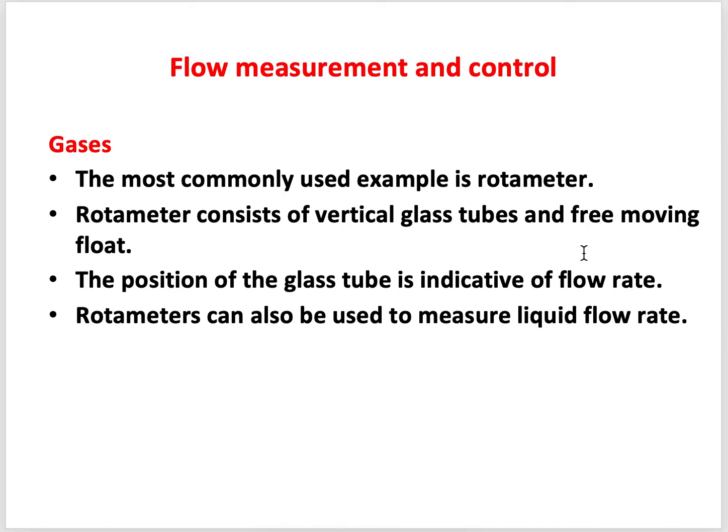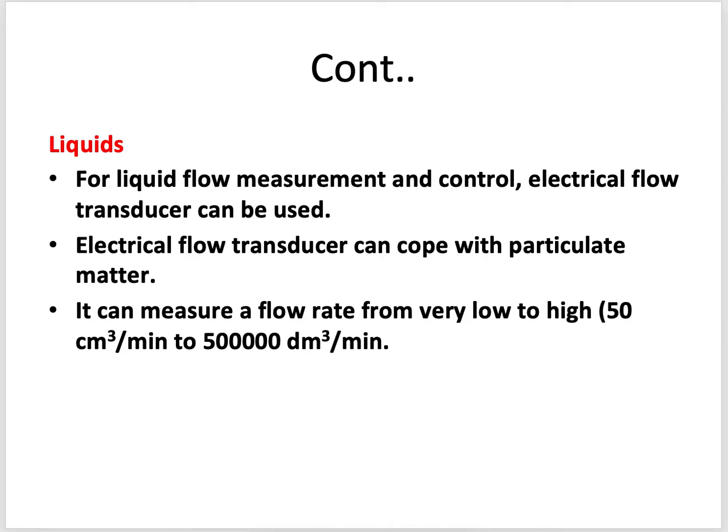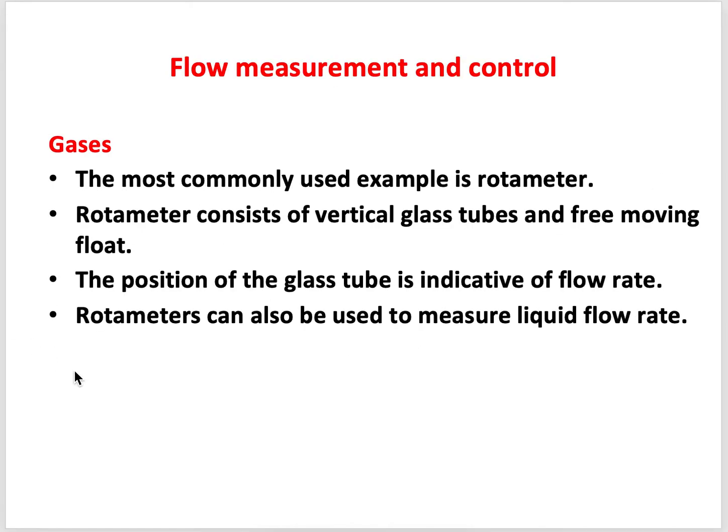Then flow measurement and control. In a fermenter, the flow of different parameters needs to be measured: flow of gas, flow of liquid. For gas, the most commonly used example is the rotameter. A rotameter is one type of meter which we can use to measure the flow rate of gas.